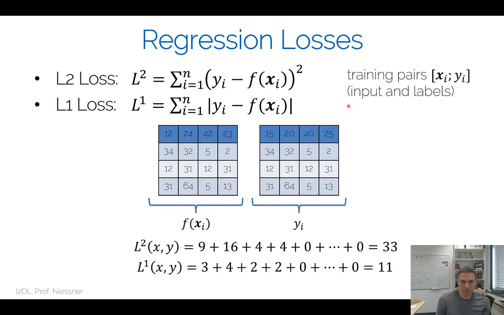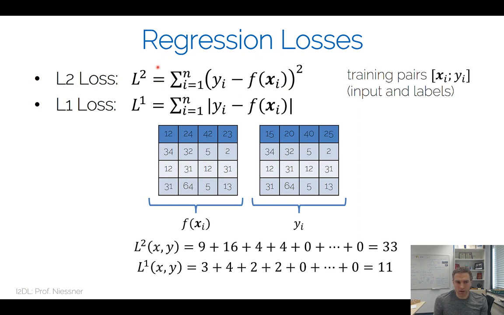Now, this is still following the same thing we had before. We have here our training pairs, our input and our labels, where X is our input and Y are our labels. Then what we do is we go over every sample that we have, and we compute the squared distance between the respective prediction, what our function predicts, and the label, squaring every value.